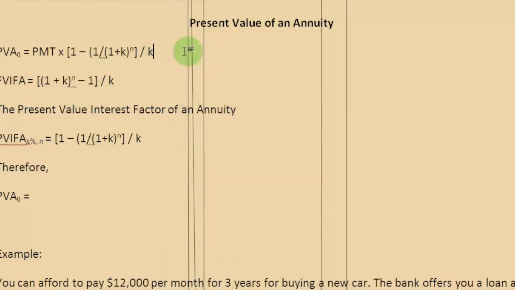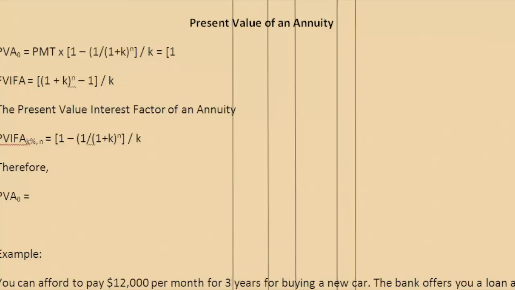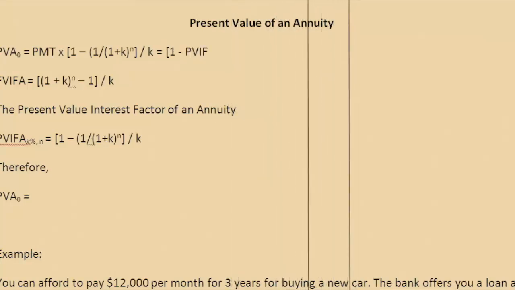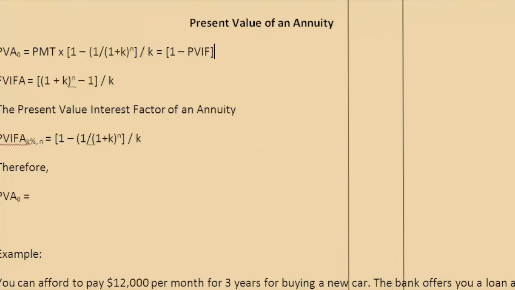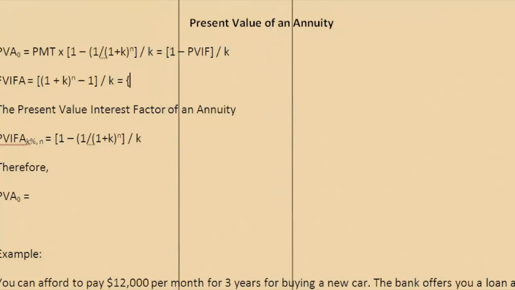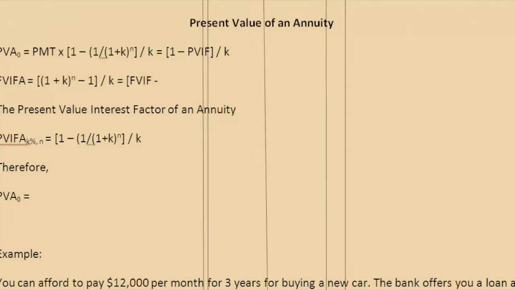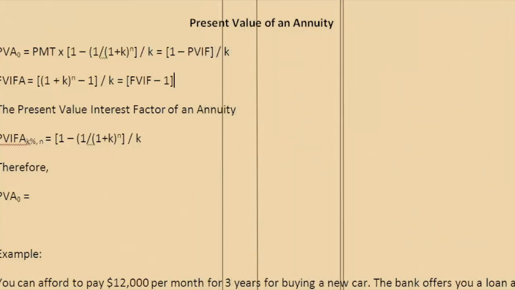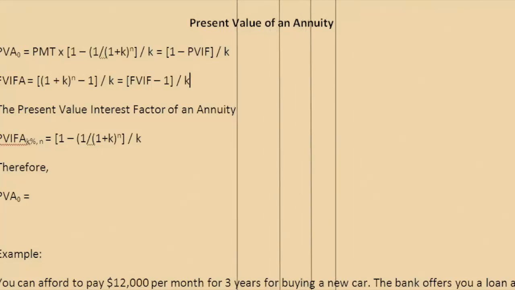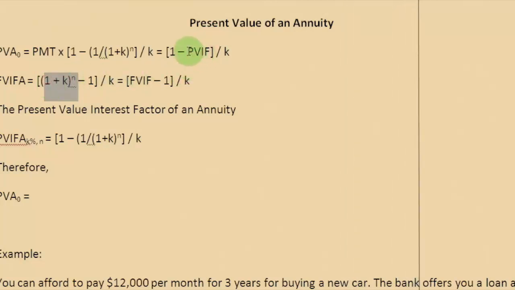So basically, if I had to rewrite this thing here, I would have written it like this: 1 minus the PVIF, and I would have closed the bracket and divided this thing by k. And if I was talking about the future value interest factor of the annuity, I could have written it like this: the future value interest factor of $1 minus 1, and I would have closed the bracket and divided this by k. Now this future value interest factor in this case is this item here, and the present value interest factor in this case is this item here.